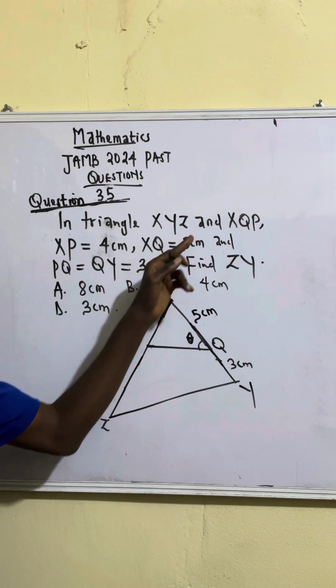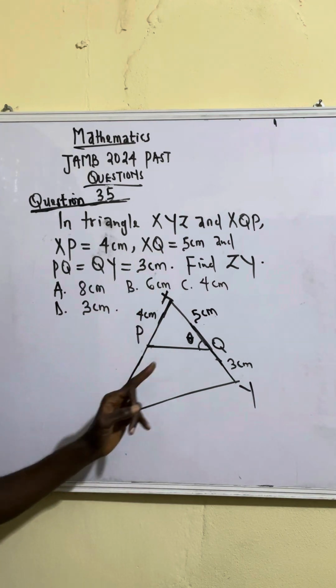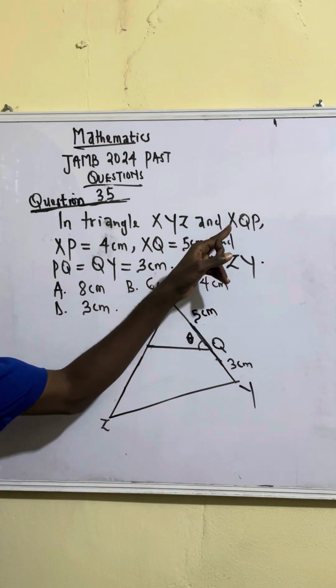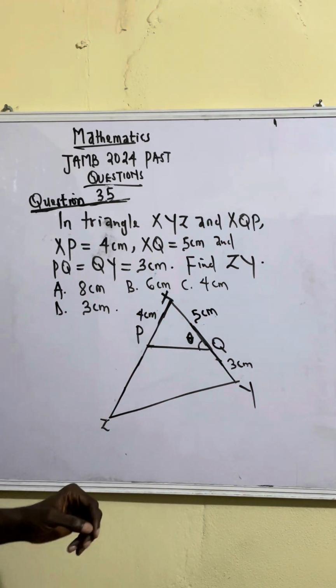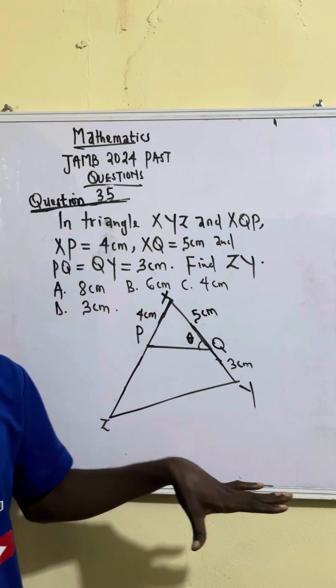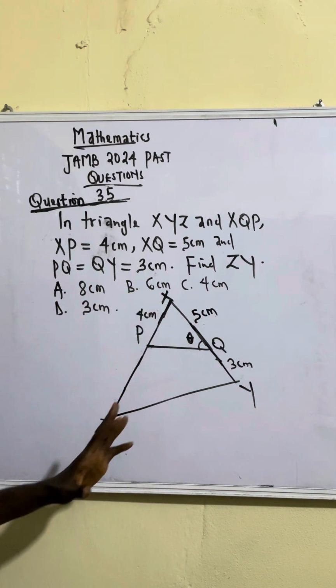Triangle XYZ. This is XYZ. And then this is triangle XQP. XQP. Now, looking at this diagram, both triangles are congruent.